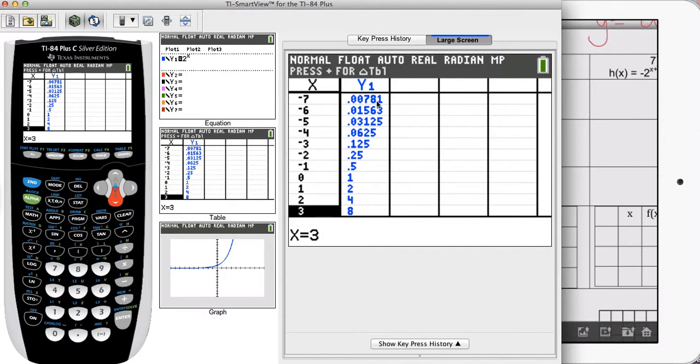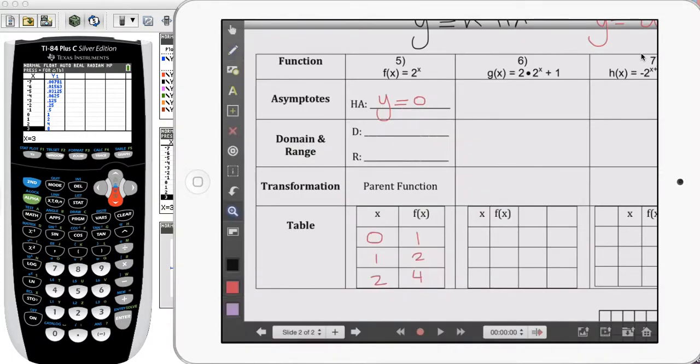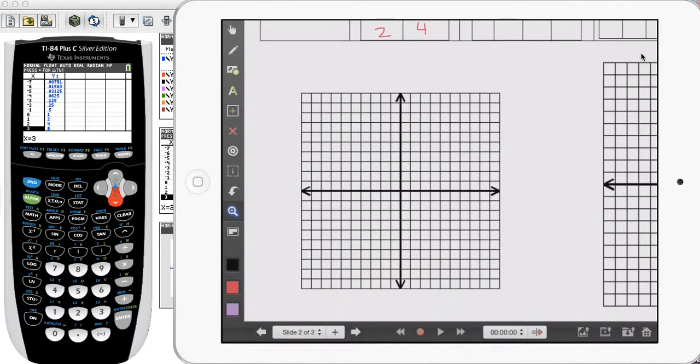This is what we got. So let's go ahead and plot them. Let's go to our parent graph. y equals 0 is going to be my horizontal asymptote, so let's represent that with a dotted line. The points are (0, 1), (1, 2), and (2, 4). To graph this, you start a little bit above the horizontal asymptote and you go up through the points, and that will be your graph. As you can see, it's never going to touch the horizontal asymptote.